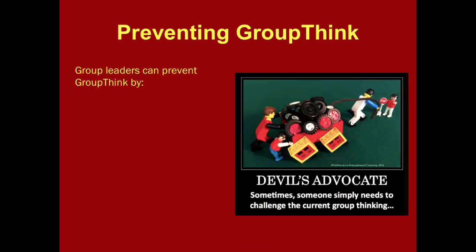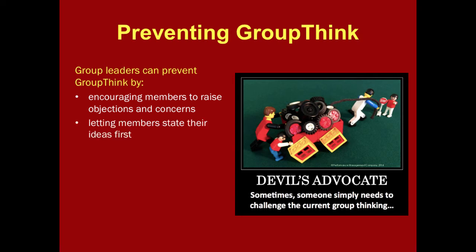So now that we know groupthink can be a problem, how do we prevent it? Group leaders can prevent groupthink by encouraging members to raise objections and concerns. Give ample wait time for people to voice what their concerns are, and be careful that your body language is matching your request. Letting members state their ideas first: sometimes people will stop thinking if they feel that someone else, especially a leader, brings an idea to the table. Allow the group to brainstorm to generate various ideas.